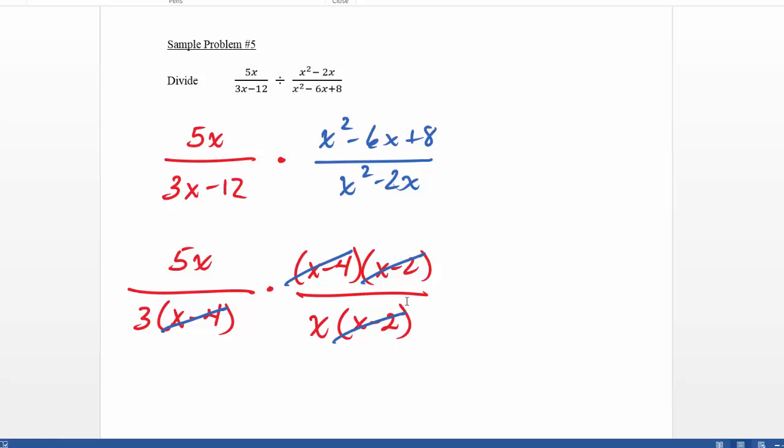One of the things that you have to remember is that the 5x is technically multiplication going on there, so that's 5 times x. They're actually separate entities of each other. So this x and this x will also cancel out, thus leaving us with 5/3 as the simplified expression.